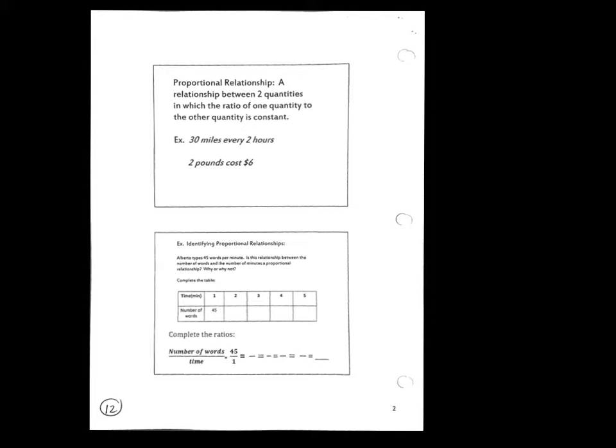So a proportional relationship is any relationship where the relationship or the ratio between the two quantities is constant. So 30 miles for every 2 hours has a unit rate of 15 miles per hour. So they went at a constant speed, so that is a proportional relationship. 2 pounds cost $6 means that the unit rate is $3 per pound. So this is also proportional because it has a constant rate, $3 for every pound you buy.